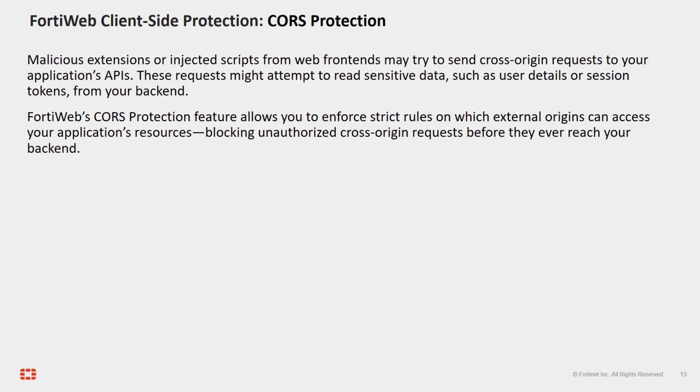Finally, let's look at CORS protection. Malicious extensions or injected scripts from web frontends may try to send cross-origin requests to your application's APIs. These requests might attempt to read sensitive data, such as user details or session tokens, from your backend. FortiWeb's CORS protection feature allows you to enforce strict rules on which external origins can access your application's resources, blocking unauthorized cross-origin requests before they ever reach your backend.